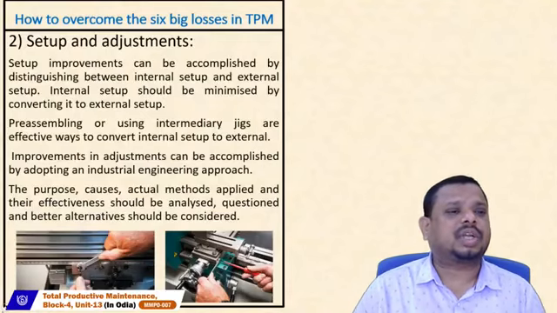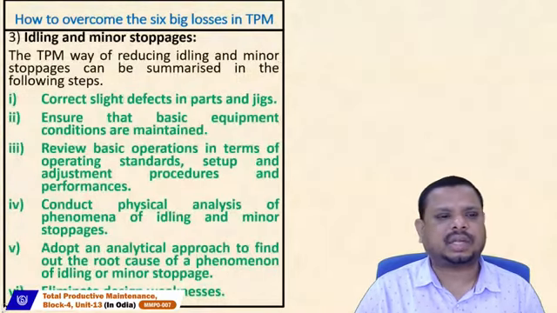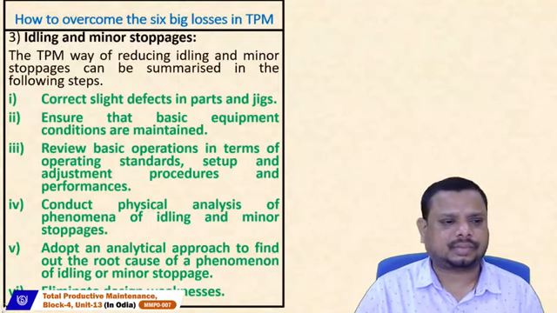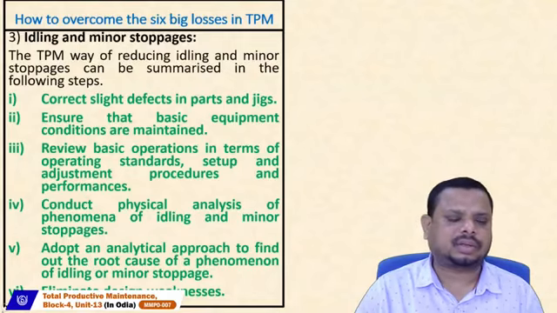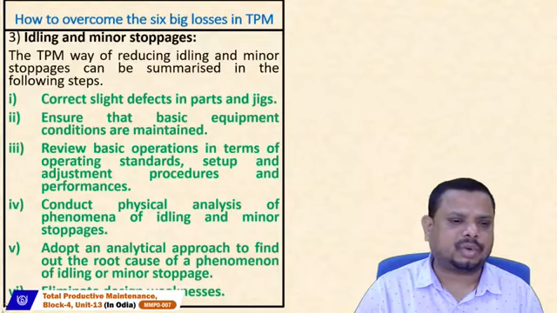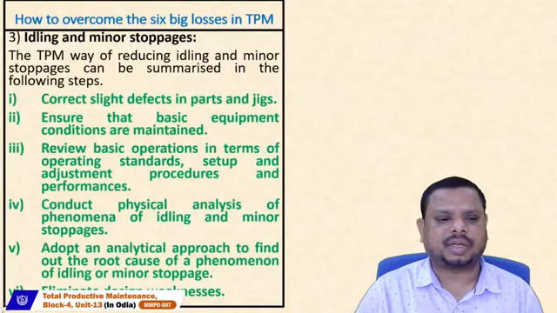Moving to the next one, we have idling and minor stoppage. The TPM way of reducing idling and minor stoppage can be summarized in the following steps. The first step is to correct slight defects in parts and jigs. So if you find any kind of error in jigs and parts, immediately go for corrections. Ensure the basic equipment conditions are maintained. That means you have to provide proper cleaning, lubrication, and tightening of each and every bolt which is directly fixed in the equipment. Review the basic operation in terms of operating standards, setup, adjustment procedures, and performance.